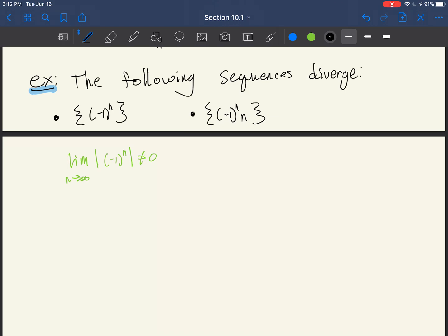We also have the sequence (-1)^n times n. This does not converge because the limit as n goes to infinity of the absolute value of (-1)^n times n equals infinity. So even if you dropped the (-1)^n, this wouldn't converge. And then we also have the sequence sin n. This continuously oscillates between -1 and 1.